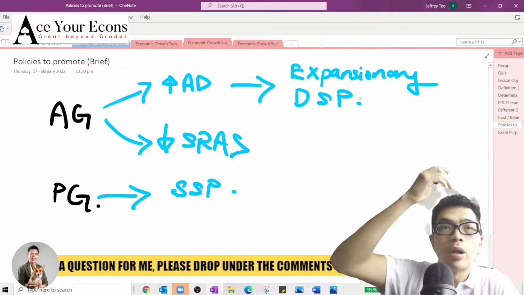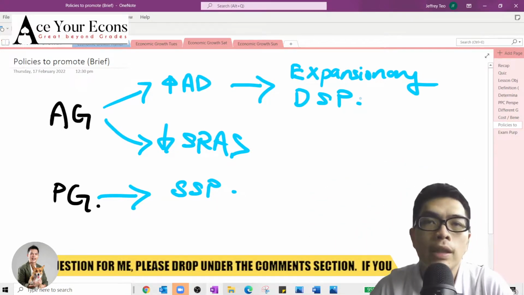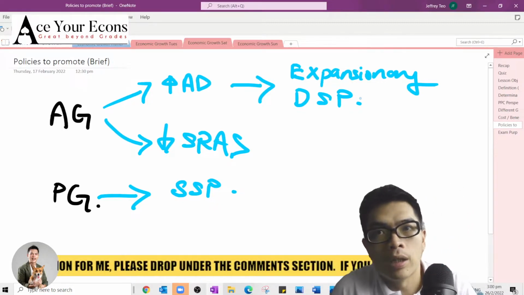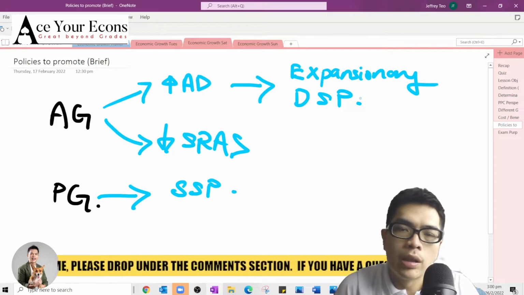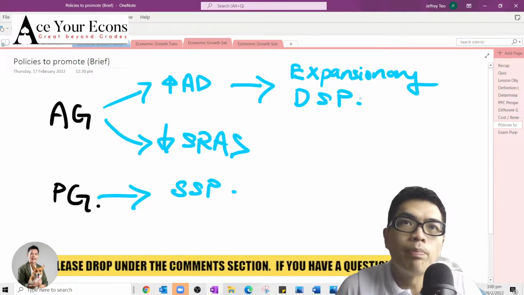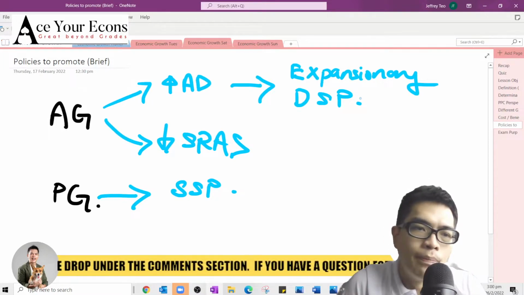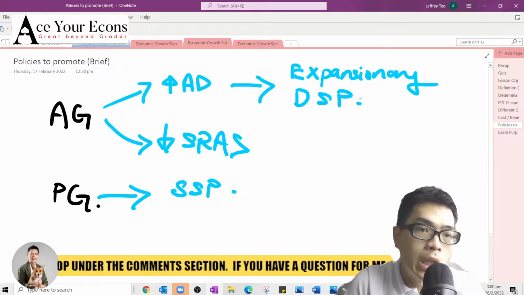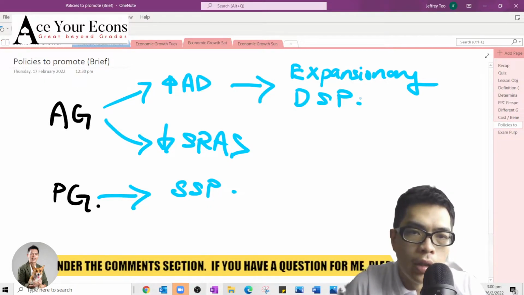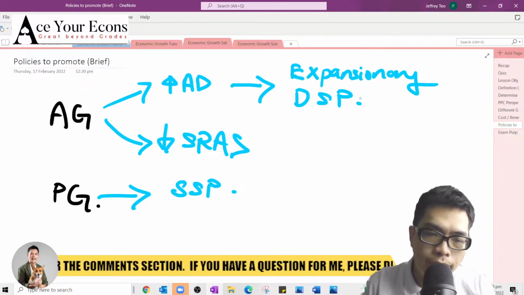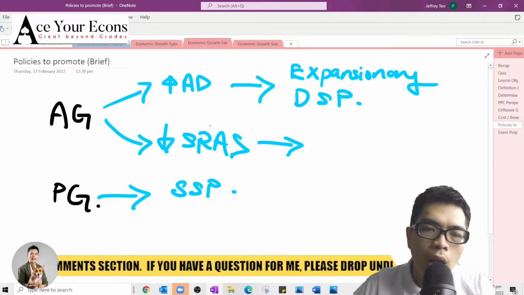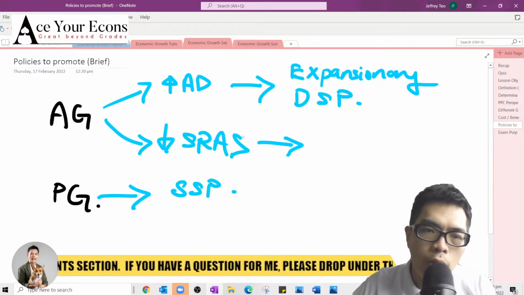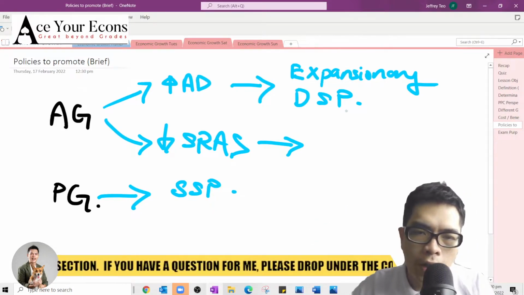Someone brought up monetary policy. Monetary policy is a form of demand side policy, same for fiscal policy. Generally, policies that promote demand or AD will be promoting actual growth. Likewise, we can also promote actual growth through a downward shift in your SRAS.